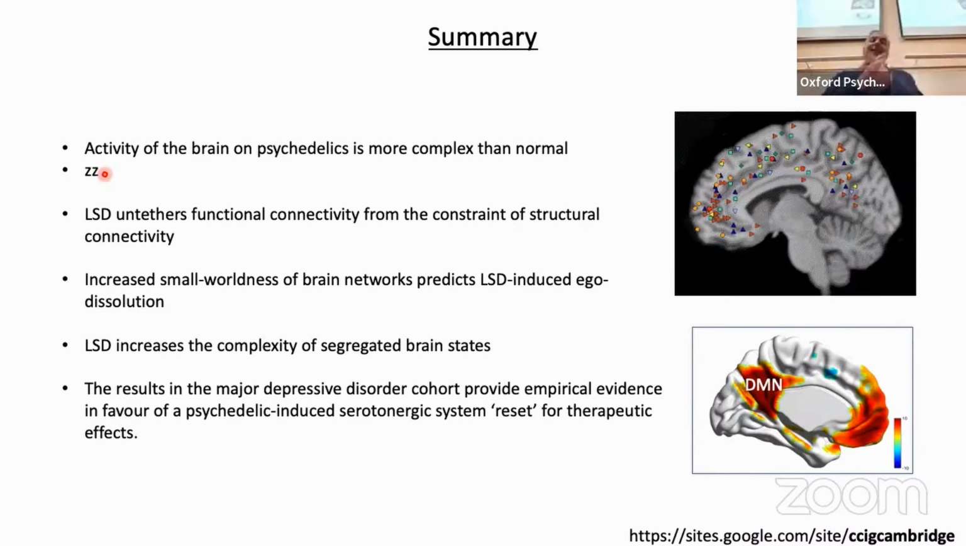So what we find is that activity in the brain on psychedelics is more complex than normal. We found that LSD makes activity in the brain a lot richer, and a lot more different from the scaffolding, the matrix that we form by just looking at the white matter connections. We found that increased small-worldness, a graph property, predicts LSD-induced ego dissolution, and we found that LSD is important for segregated states rather than integrated states, having more effect in those states.